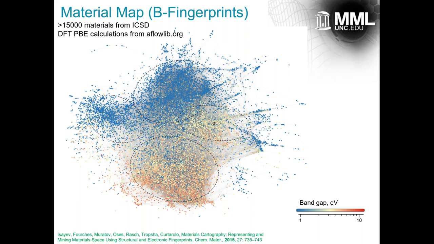What was interesting to observe is that this is not a homogeneous distribution of points. The colors represent the value of band gap, which is an empirical characterization of material electronic properties. And when we looked at the clusters of materials, our clusters are based on the similarity of the electronic fingerprints.